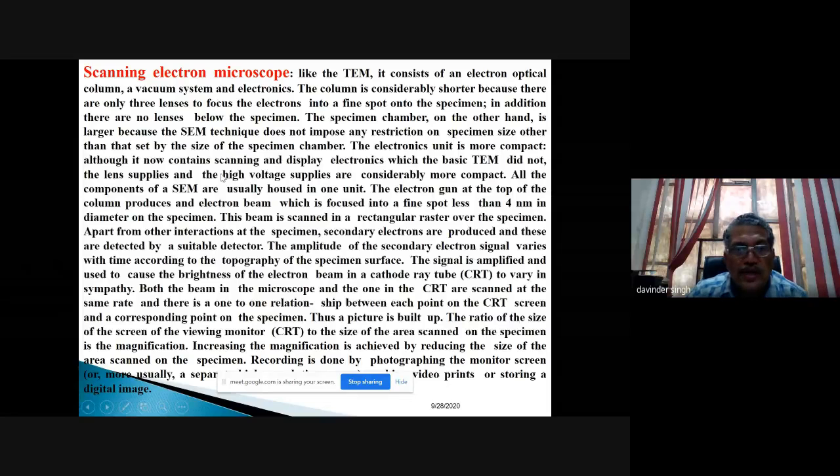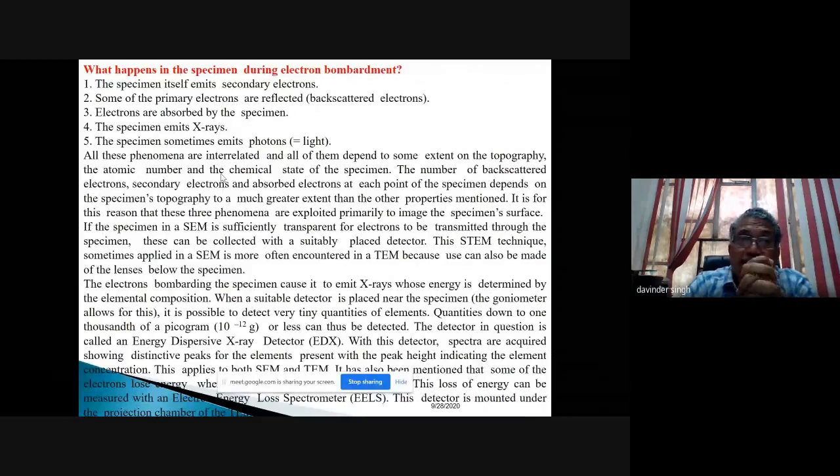Okay, so this I think I can skip. I already explained some more details. The more interesting thing is how we get images with electron microscopy, that is, what is happening when you are hitting with the electrons. So what happens in the specimen during the electron bombardment?